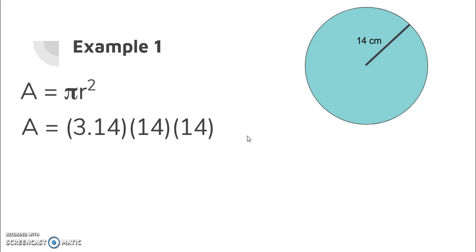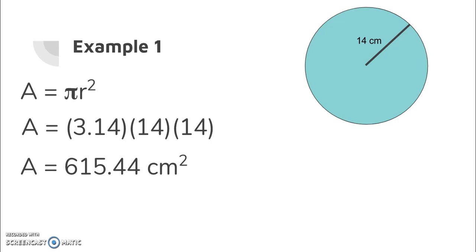Then I put that in the calculator, and I get this number. So I write down the number, 615.44, and the answer is centimeters squared, because whenever I'm finding area, my answer is squared. I square my area. And now I'm done. I found the area of that circle.